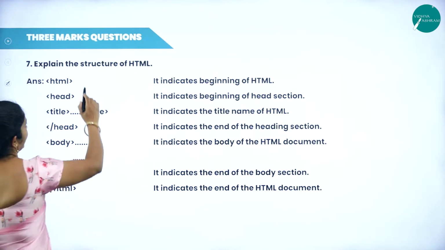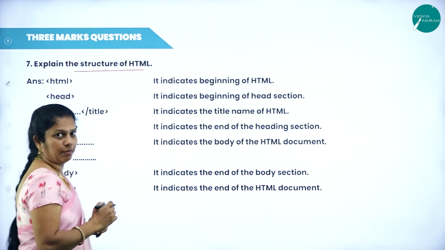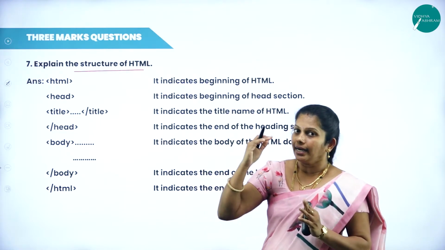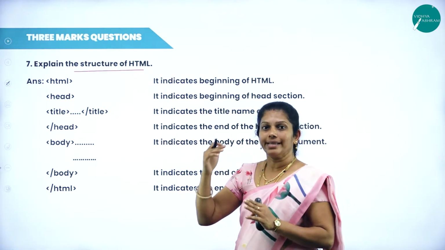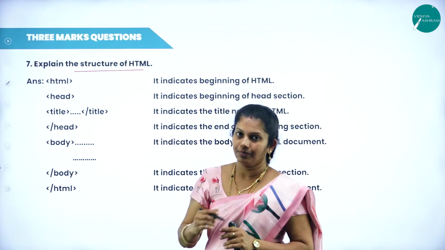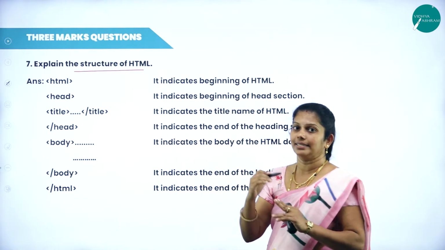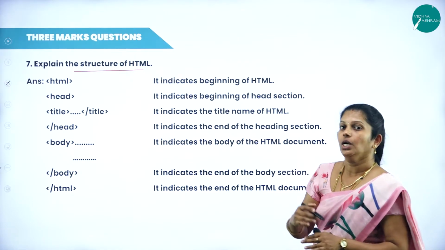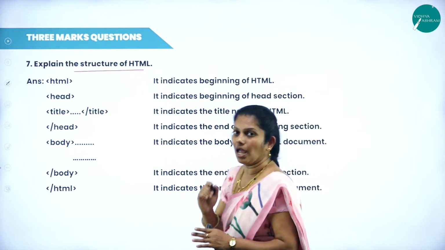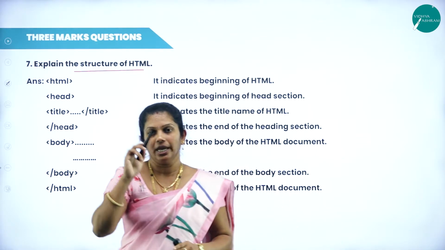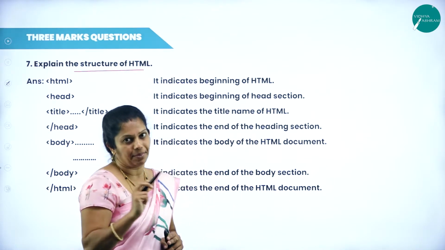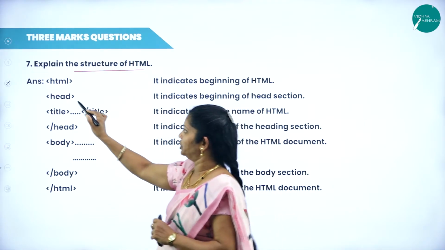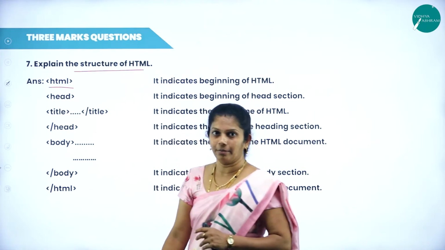The next one is explain the structure of HTML. In HTML, as I already told you, it contains two parts: one is the head part and one more is the body part. In the head part, it contains the title, and in the body part, it contains the actual information. HTML stands for Hypertext Markup Language. It is mainly used to create web pages. When you come to the general structure of HTML, first we have HTML that you have to write inside the angle brackets.